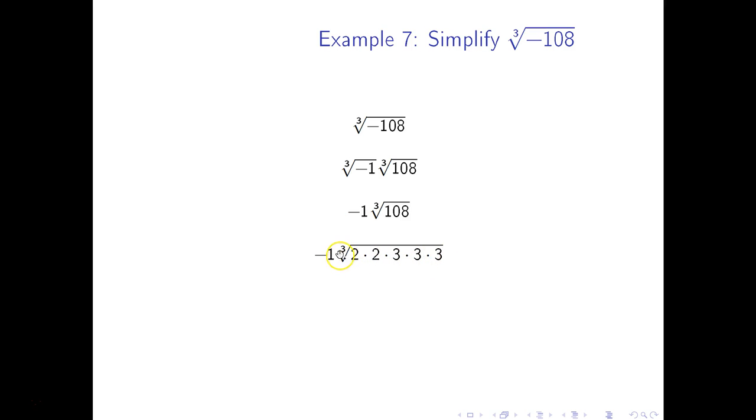Now, remember, it's a cube root, so I'm looking for groups of how many? 3. So I don't have 3 2's, but I do have 3 3's. So if I take the 3 3's, the cube root of that is going to give me 3. If I multiply that by -1, it gives me -3, and all I'm left underneath here is a cube root of 2 times 2, or 4. So this is equal to that.